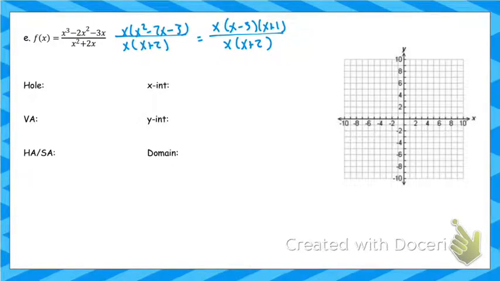And we do have a factor that cancels out. It's x. That means there is a hole. It has an x-coordinate of 0. Well, now we look at our remaining function. I plug in 0.